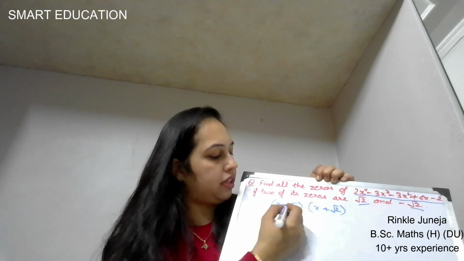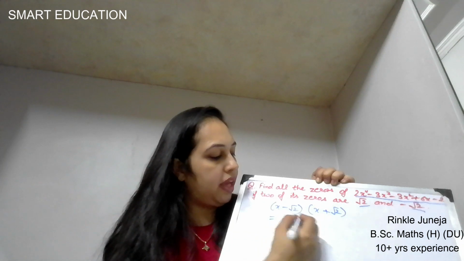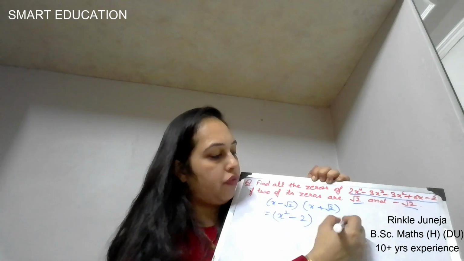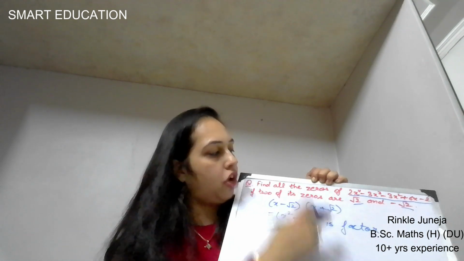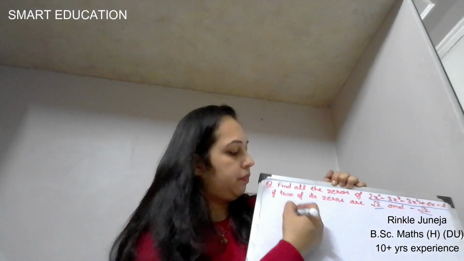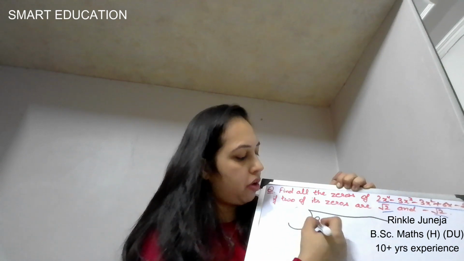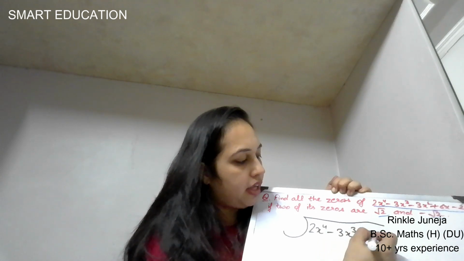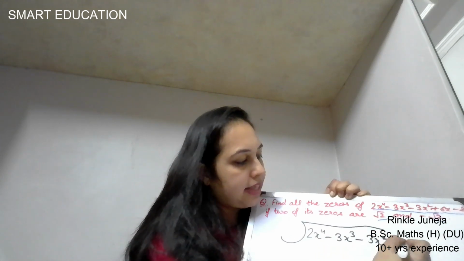Now let's multiply them. So this is a minus b into a plus b, so this will be a square minus b square. So x square minus 2 is also a factor of the given polynomial. Now we'll divide this polynomial by x square minus 2 to get the rest of the two zeros. Division will be done in the same method as we just did in the previous question. So our polynomial is 2x to the power of 4 minus 3x cube minus 3x square plus 6x minus 2, and will be divided by x square minus 2.